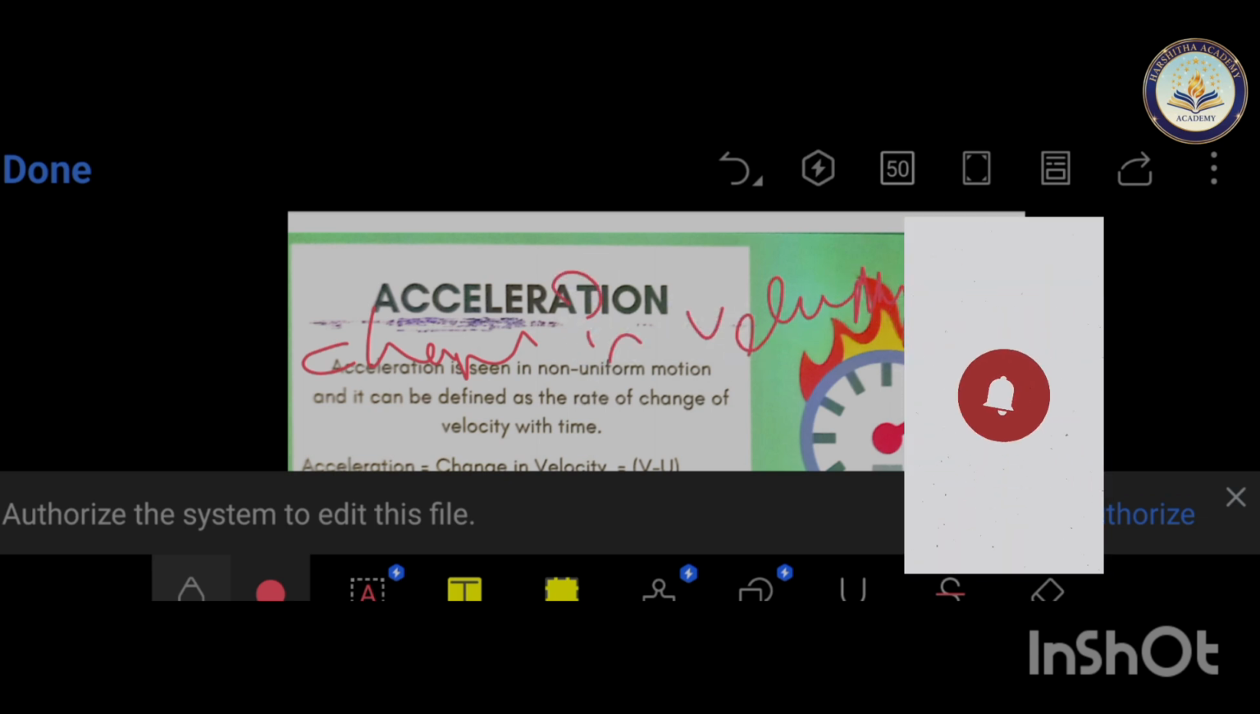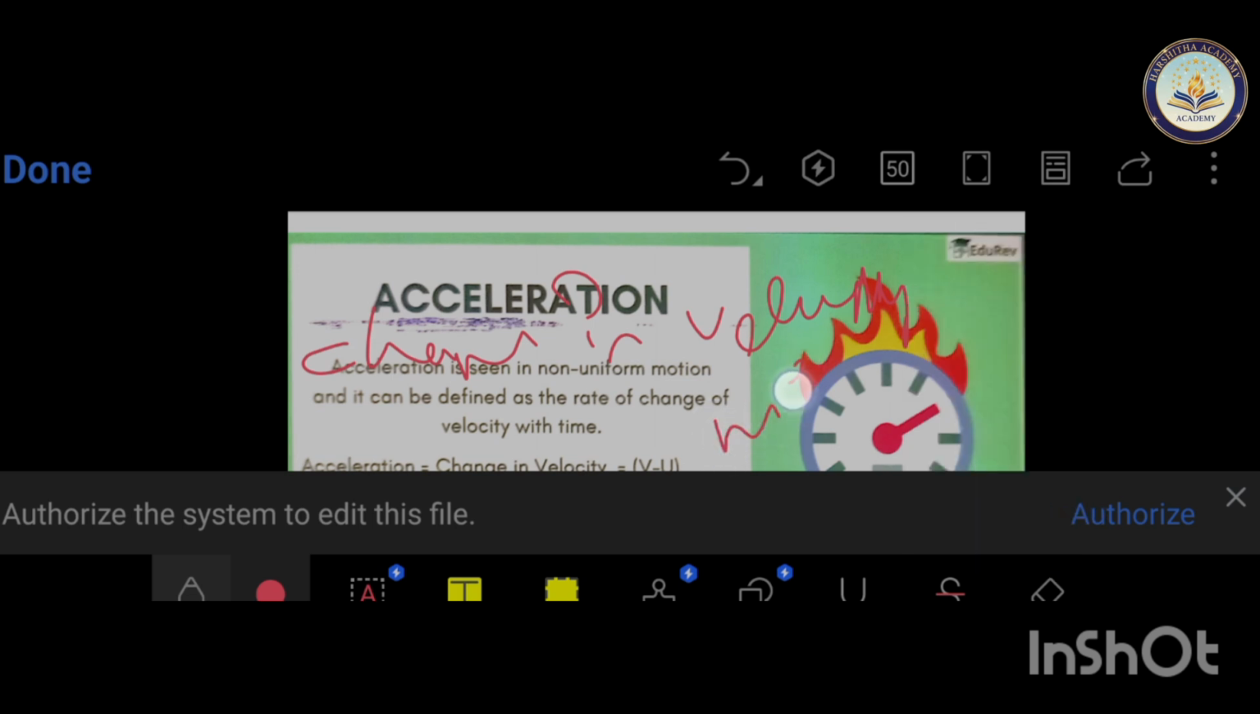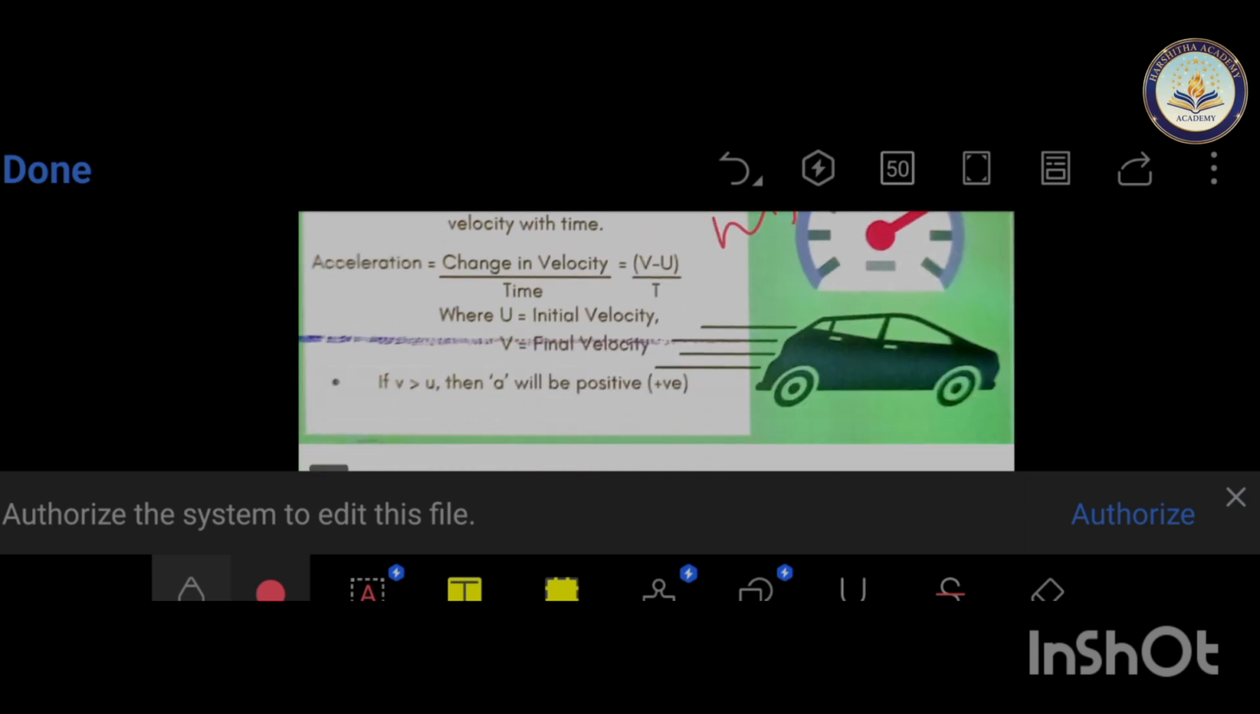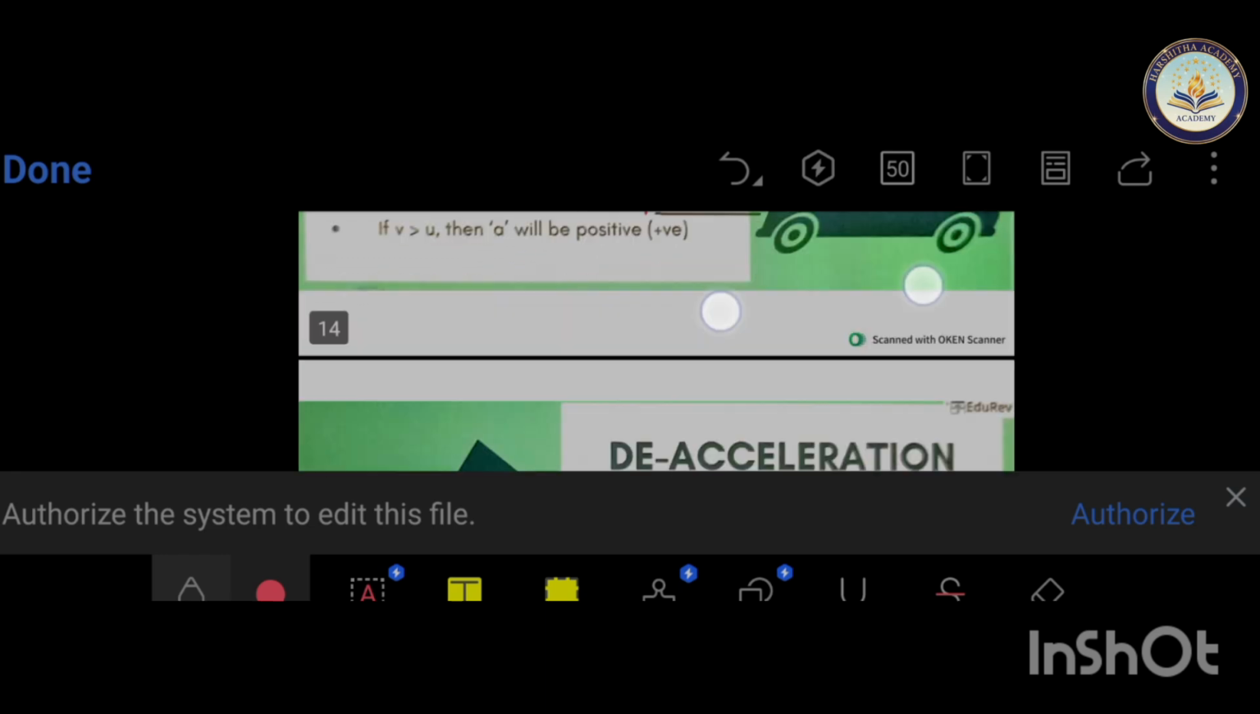Now acceleration. Change in velocity we call acceleration. What is the unit? If you calculate velocity by time, velocity is in meter per second and time in second, so meter per second square is the unit of acceleration. Acceleration is final velocity minus initial velocity by t.